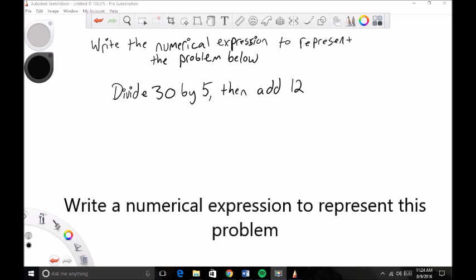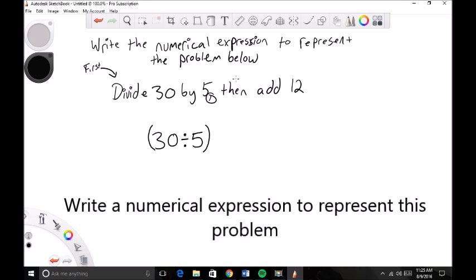All right, so with this particular problem, we want to write the numerical expression to represent the problem below. And the problem is divide 30 by 5, then add 12. So first thing I need to take care of is write 30 divided by 5. And since this is listed first before the comma, we want to make sure that it goes first. In order to make sure that it goes first, I'll put that in parentheses. And that tells us this is the part of the problem we need to solve first.